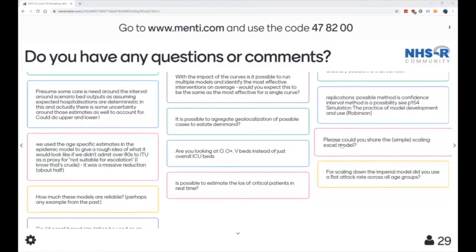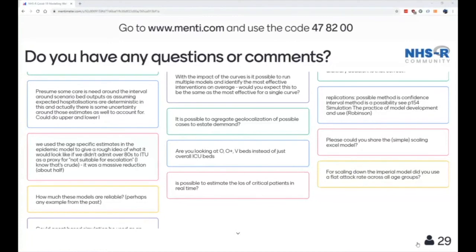Great. Please could you share the simple scaling Excel model? So if that was in your GitHub profile, I think it's already available. Yeah, I think this question is around how the Imperial College stuff is scaled locally. I'm not sure we've got a version of that, because it's a kind of separate module as we see it, with the outputs of that feeding into the inputs of this.